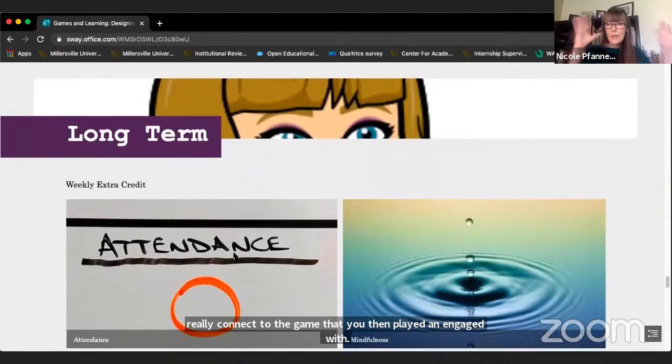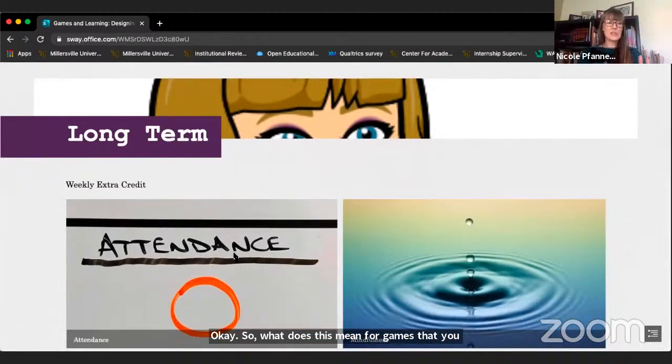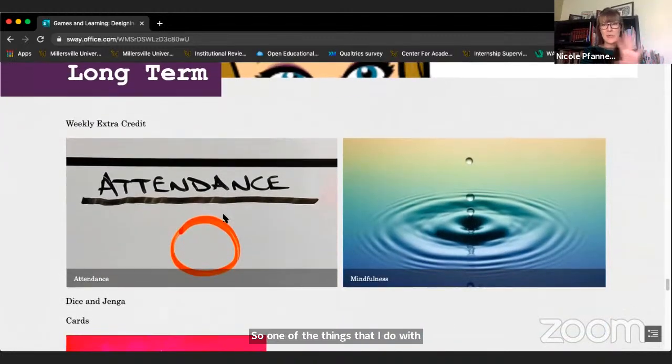Okay, so what does this mean for games that you guys can actually use? So obviously bingo is a fun one, but I've got some long-term ideas and some short-term ideas to really focus on the idea of habits of mind. So one of the things that I do with Twitter, and this is where Judith said that you can see me playing games with my students on Twitter. I require students to use Twitter in my class. I teach a web writing class predominantly. So we're web writing in a web writing class. It just kind of makes sense.